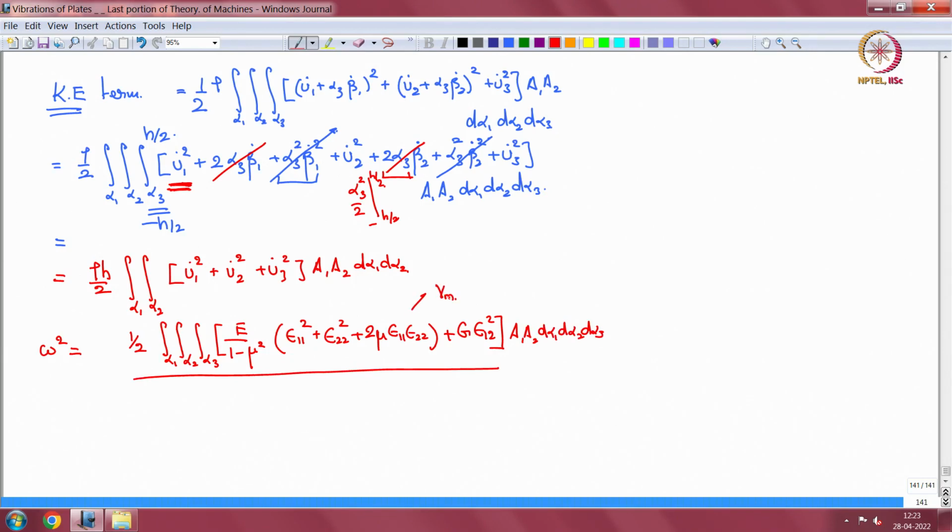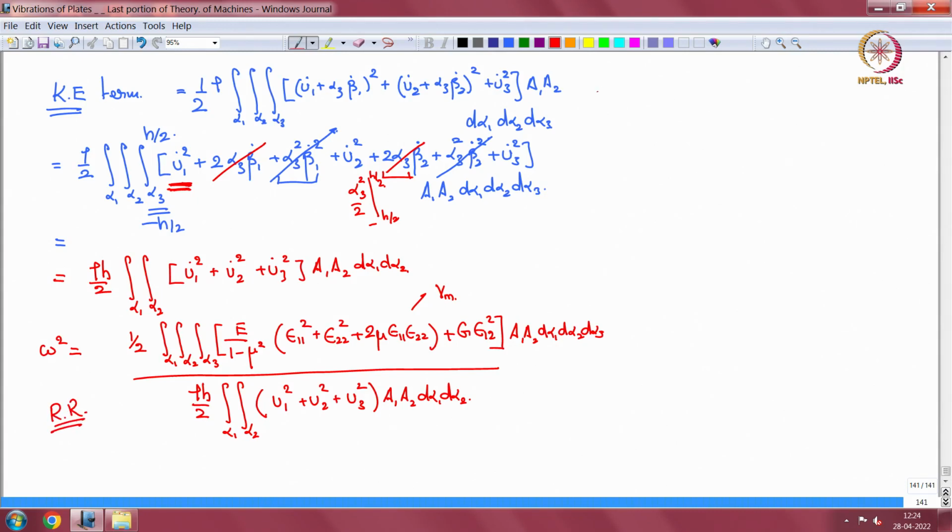And the psi m is rho h by 2 integral alpha 1 integral alpha 2 of u1 square plus u2 square plus u3 square, A1 A2 d alpha 1 d alpha 2. So this is for a general plate or thin shell. You can implement Rayleigh on this now.